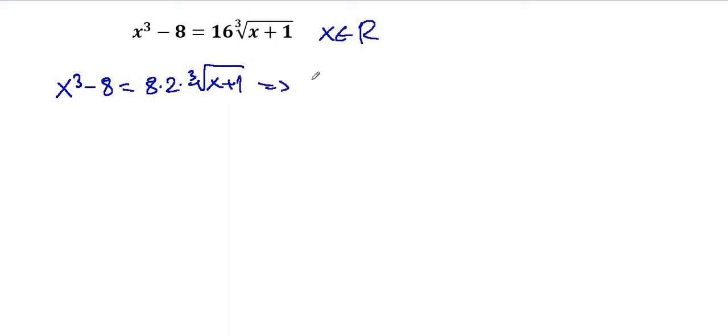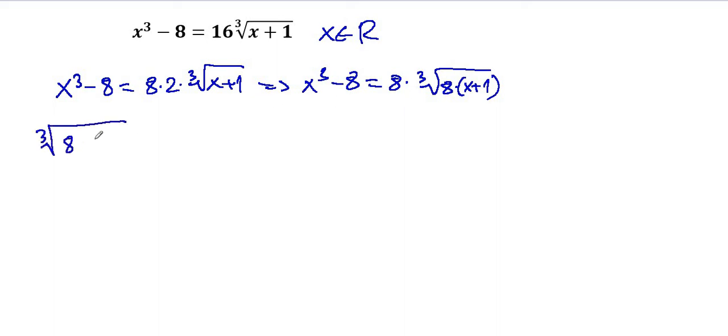So now this equation is equivalent to x cubed minus 8 is equal to, and to write this 2 inside of this cubic root, I have to raise to the power of 3. So therefore I'll get 8 times x plus 1. Now let's set that cubic root of 8 times x plus 1 is equal to y. To isolate this radical, I have to raise both sides to the power of 3 to get y cubed is equal to 8 times x plus 1.